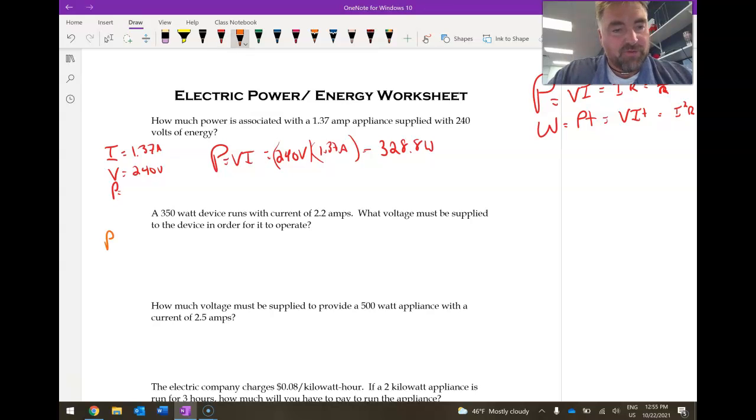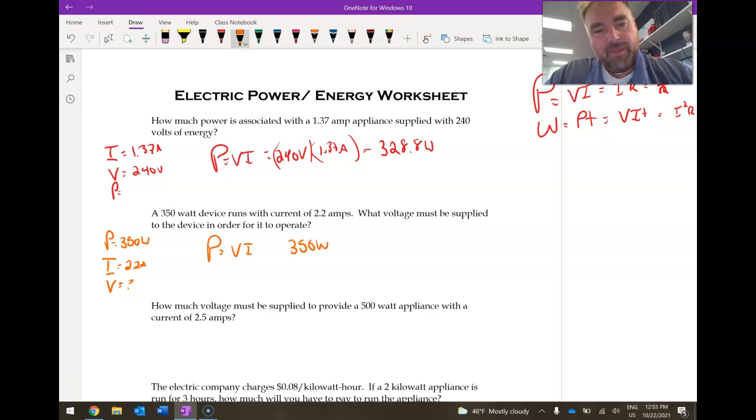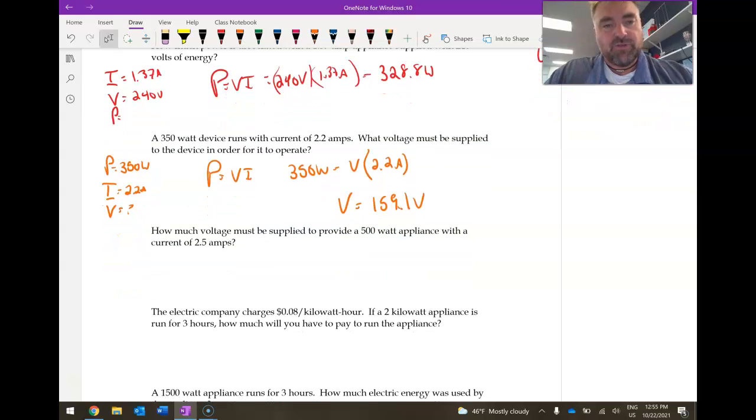If we look down at the next one, it gives us the power. So put this in orange. Power is equal to 350 watts. We know the current is equal to 2.2 amps. And we're looking for what voltage? So we're looking for V. Again, same equation. P is equal to V times I. So in this case, we've got 350 watts, and that's going to equal the voltage, which is what we're looking for, times 2.2 amps. So we divide that through, and we find out that our voltage is going to be 159.1 volts.